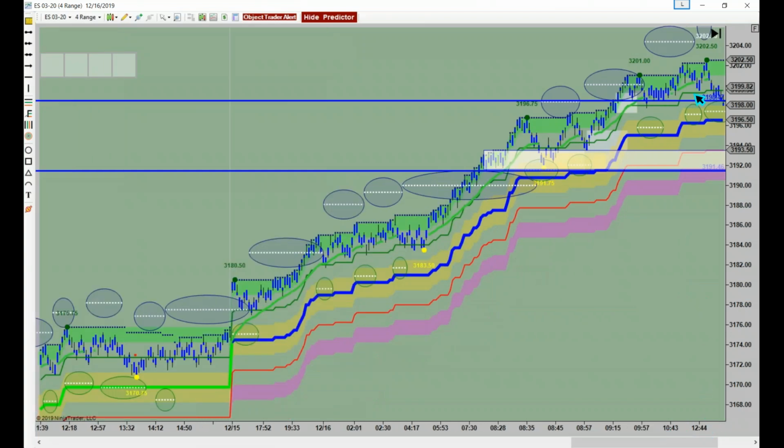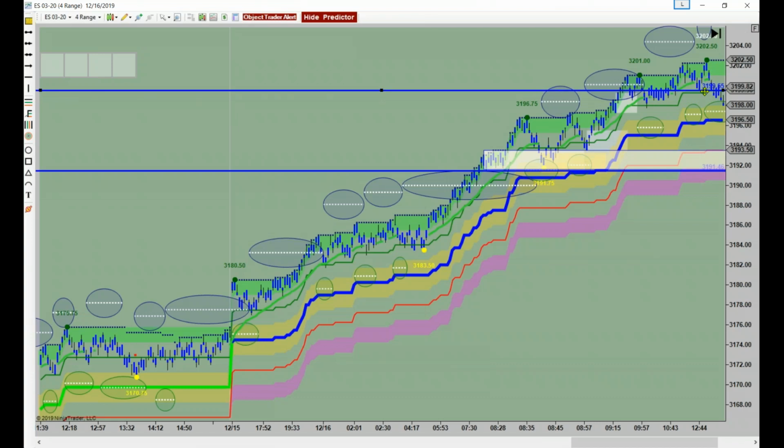But I see it like here. See how this barely took out that high there? Just barely. You can put your stop just under here even. And I'm pretty sure that's where a lot of our people probably actually ended up getting out.